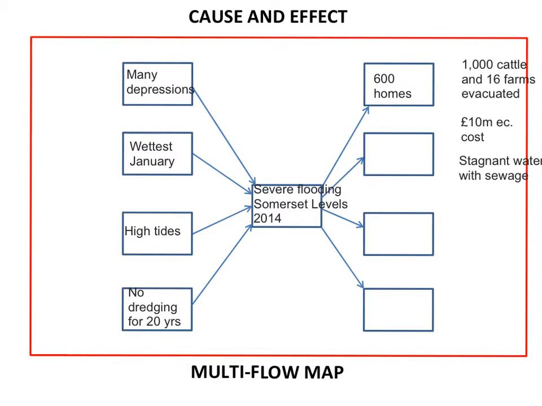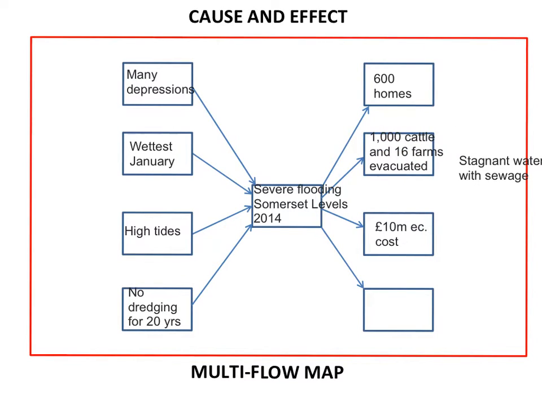So 600 homes were flooded, 1,000 cattle and 16 farms evacuated at a cost of £10 million to farmers and tourism, and the environmental effect: stagnant water with raw sewage on the surface.